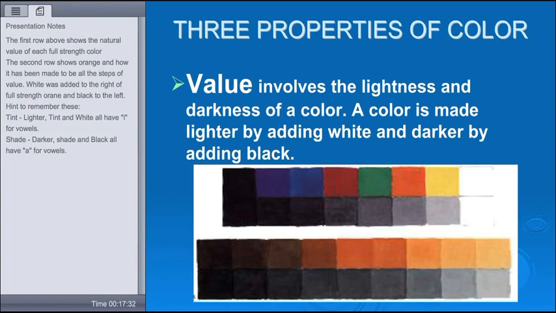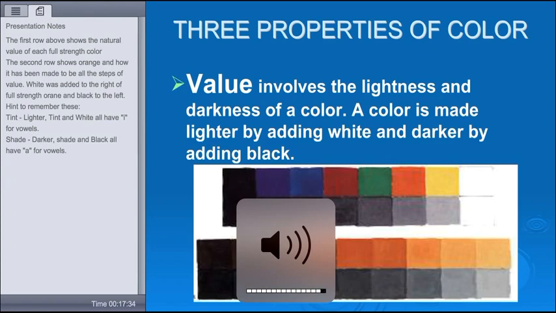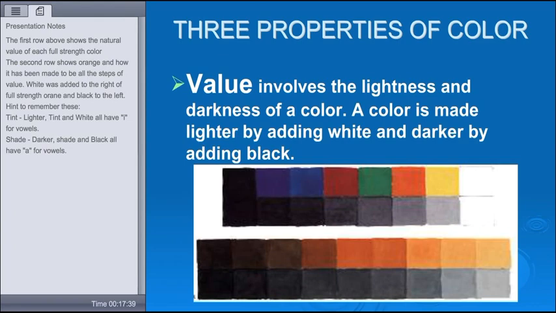When you add black to a color, we call it a shade, and it's darker. So think of A, all the A's in there, and that means that you're going to add black for shade. For tint, look at the I, tint, lighter, white, all I for vowels, you're going to add white.